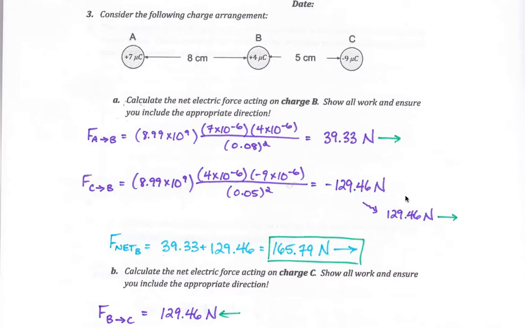I now know what A and C both do to B, and since they're both pushing in the same direction to the right, I simply add those two forces, and I get that the net force on B is 165.79 newtons directed to the right.